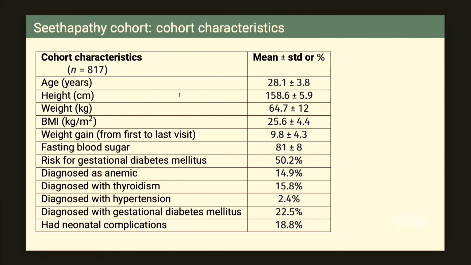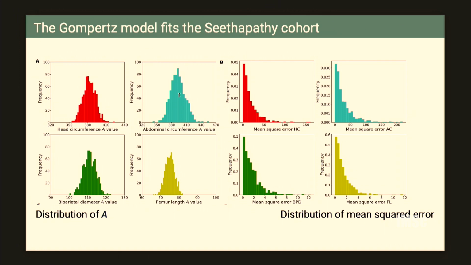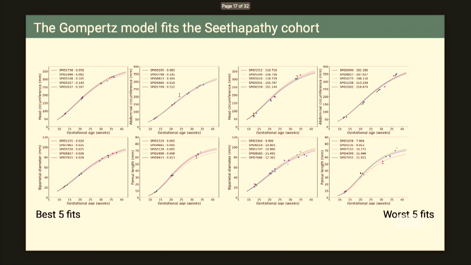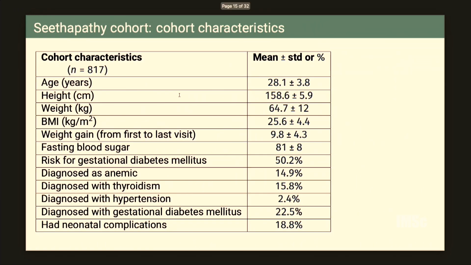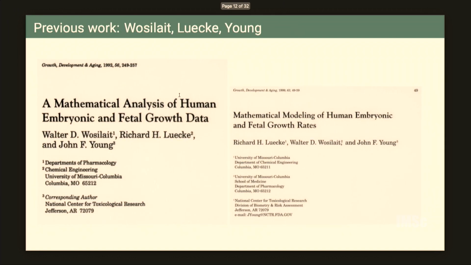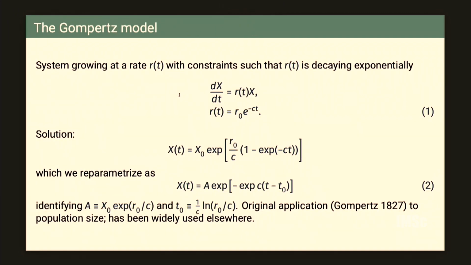So these are the characteristics which I'll skip, but it's a fairly normal cohort. And the first observation is that the Gompertz model fits the cohort quite well. I didn't emphasize this, but if you go back to the Gompertz formula, it turns out that we can estimate C and T naught for each parameter globally speaking.